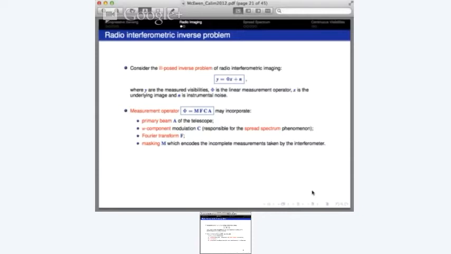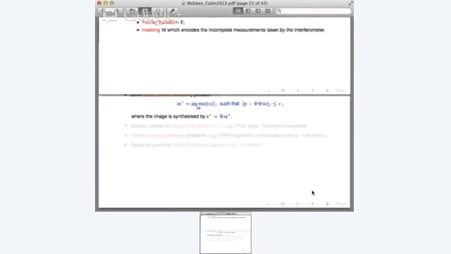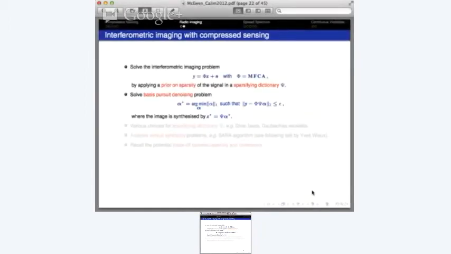Say we have some primary beam A, we throw that in. We might have some W term, we can include that. Here for a constant W, a Fourier transform, and then a masking that encodes the discrete incomplete measurements that we've made. And so as soon as we've defined the system, we just solve the general problem that I showed you before. So we minimize the L1 norm. So we promote sparsity in a particular basis that we've chosen, subject to the measurement constraint.